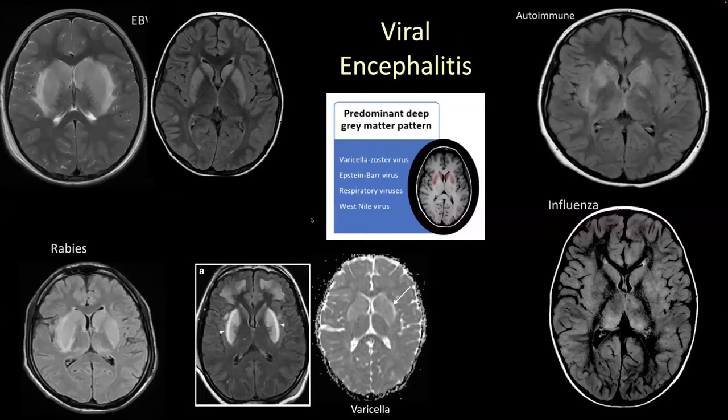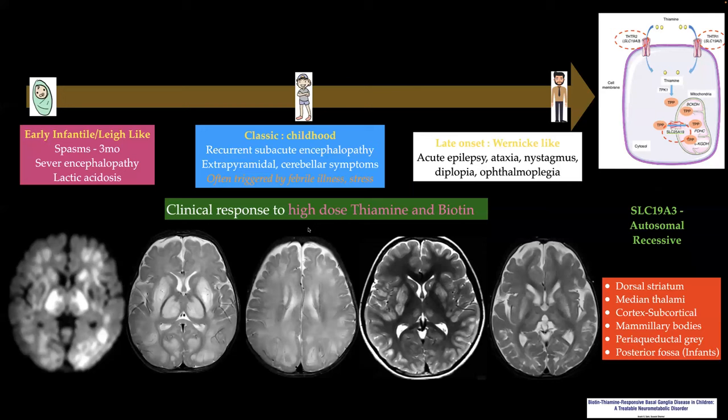The differentials considered were infective etiology, but given that the child has a long-standing course with neonatal presentation, possibly unlikely. Biotin-thiamine responsive disease, given that the child has responded, especially in terms of encephalopathy. But cerebellar involvement was slightly atypical, especially in the older age group. In the neonatal and early infantile forms, biotin-thiamine disorders can present with cerebellar involvement. But again, the other phenotypes such as basal ganglia involvement, thalamic involvement, and subcortical cortical involvement can be seen in biotin-thiamine disorders.